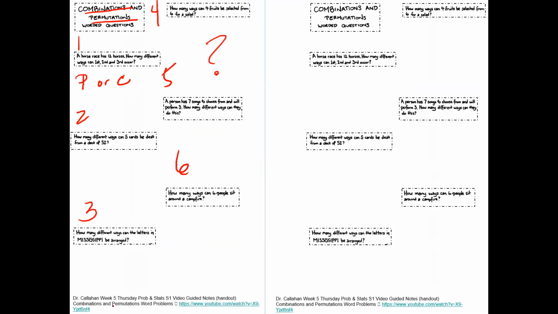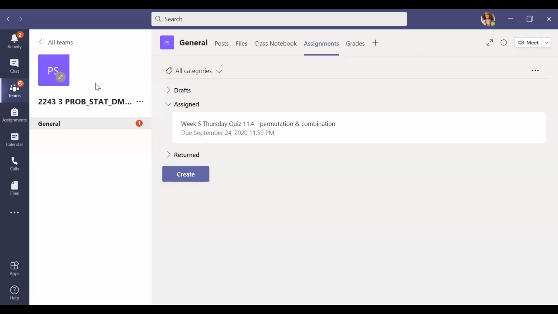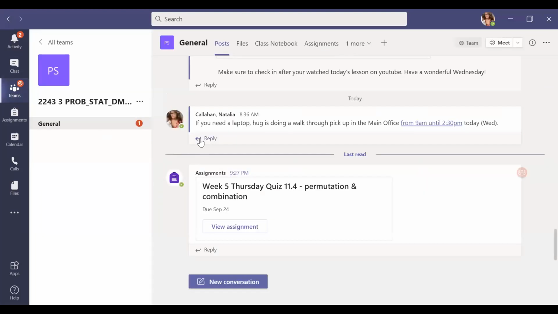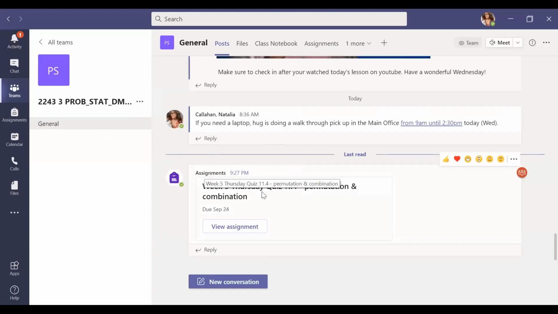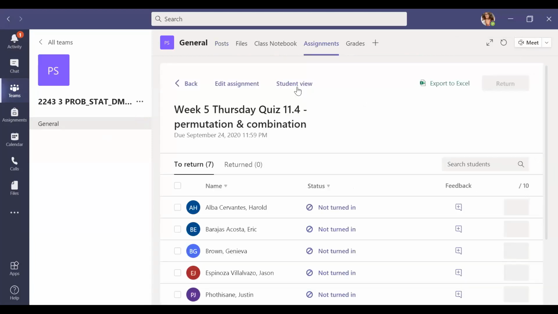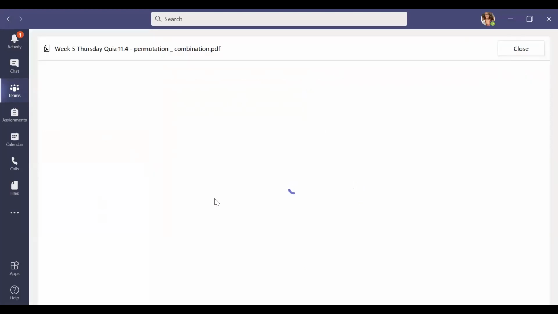All right, if you can access the quiz, so if you go to your MS Teams, let's go ahead and take a look at that so you know how to get this. I'm going to switch over to MS Teams, and then here's the class itself. If you go to Prob and Stats, which is a class that you do have, it says week 5, Thursday, 11.4, permutation and combination. Click on view assignments. From your view, this is what it should look like. The instructions are right there, so click on that little gray box to download the assignment.